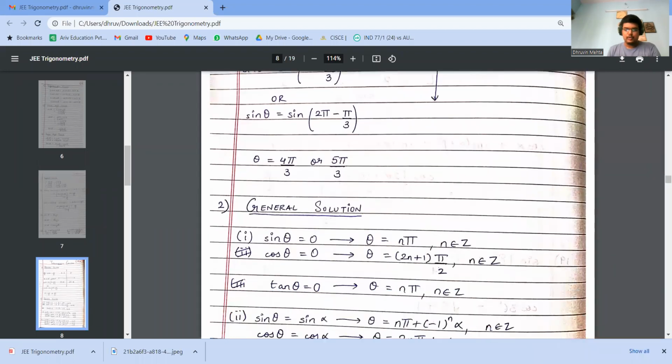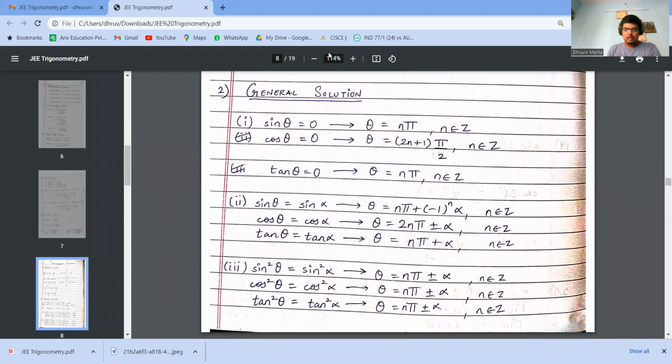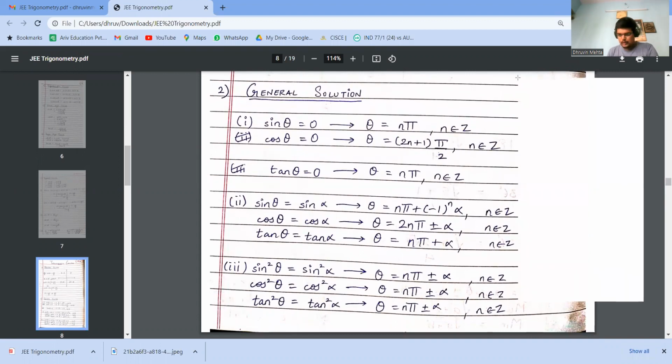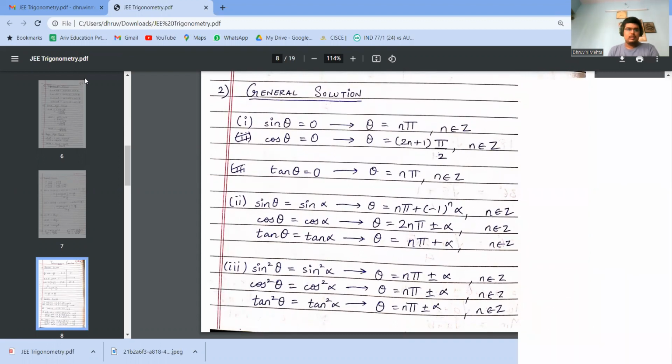Next, guys, moving to general solution. See, I'll explain a bit. Okay, we won't discuss it in detail. You have to learn it at the end, but let me tell you the logic of these formulas so that it becomes easier to learn. So sin theta equal to 0. Can you guys tell me sine of which angle is 0?